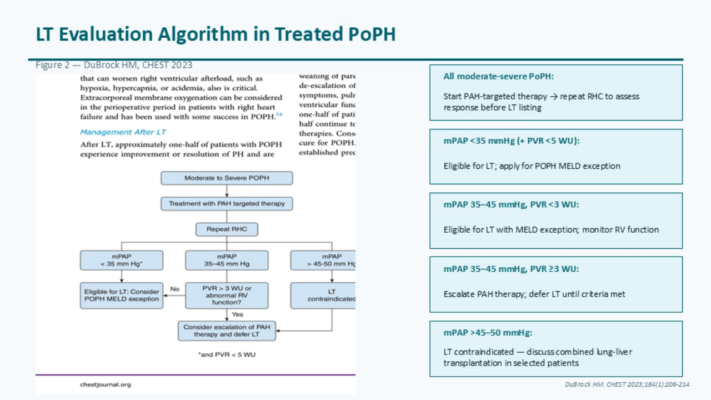Conversely, the contraindicated profile is crystal clear. If, despite maximal medical therapy, the MPAP remains stubbornly greater than 45 millimeters of mercury, or if there is severe right ventricular dysfunction, liver transplantation is strictly contraindicated. There is no gray area here.